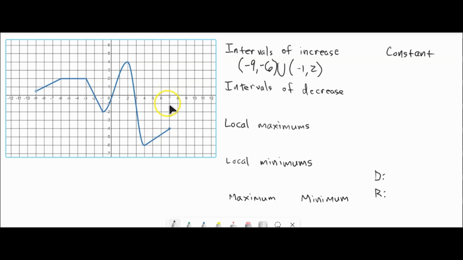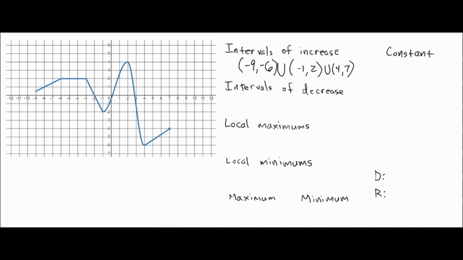And so our last interval of increase is going to be from 4 up to 7. So we're going to union, and we're going to say 4 up to 7. So we have 3 intervals of increase on this graph: -9 to -6, -1 to 2, and 4 to 7.